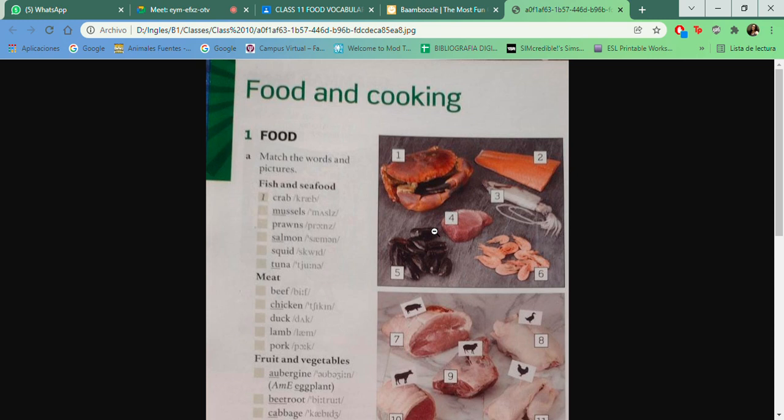Number 2 is salmon. Yes, good. I don't know the rest. I think number 4 is tuna. Tuna. Very good. What about prawns? Prawns is number 6.